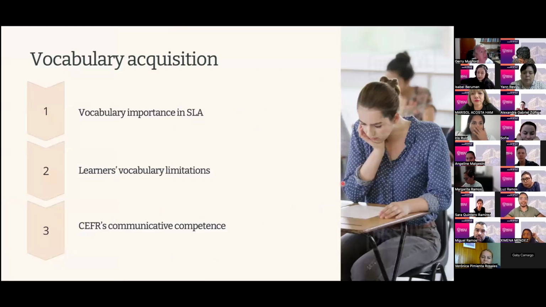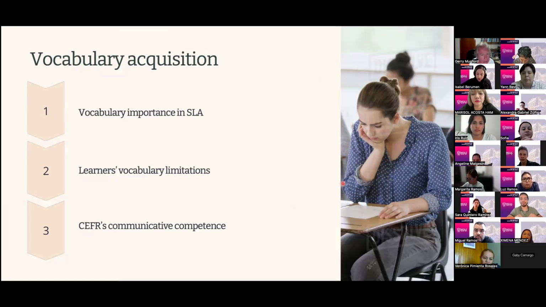In the first section, it's about vocabulary acquisition. And it's also divided in 3 sections. So I started narrowing this path of vocabulary acquisition. I started talking about vocabulary importance for second language acquisition, then learners' vocabulary limitation.